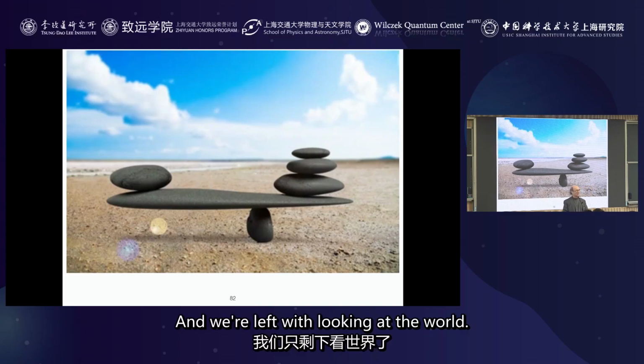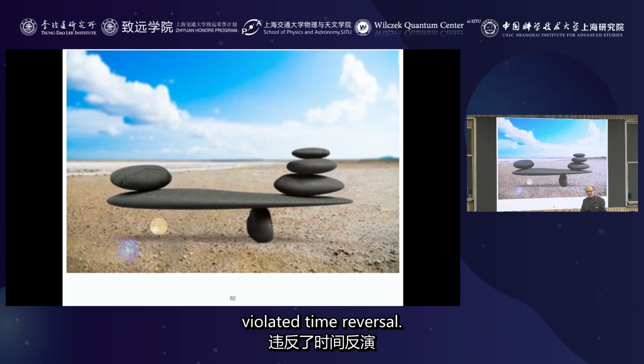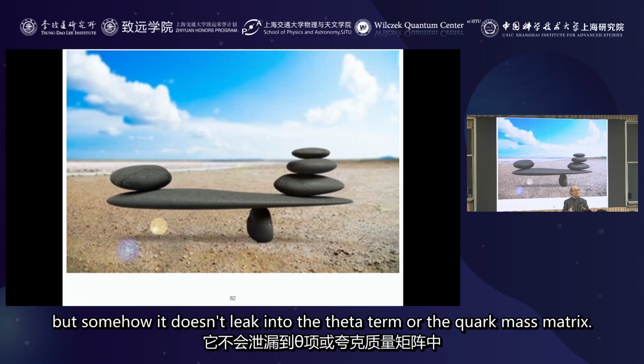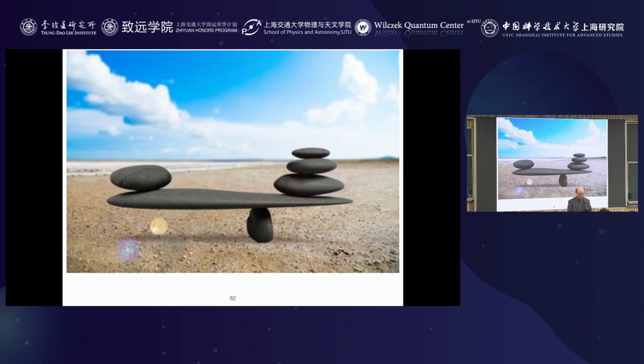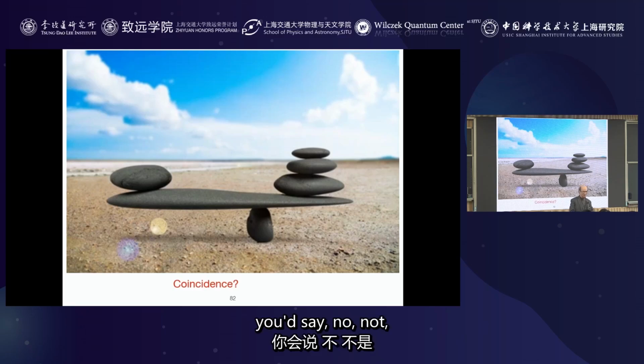And we're left with, looking at the world, we see this improbable balancing act: effects that could have violated time reversal, in fact, don't. We have time reversal in the world, but somehow it doesn't leak into the theta term or the quark mass matrix. If you saw this on a beach and someone asked you if it's a coincidence, you'd say, no, probably not.